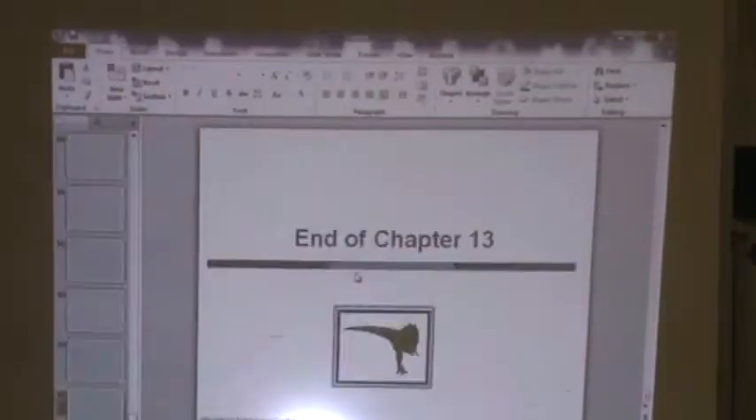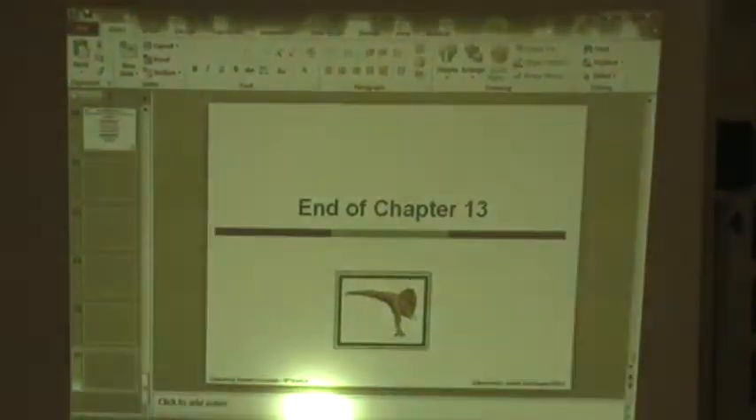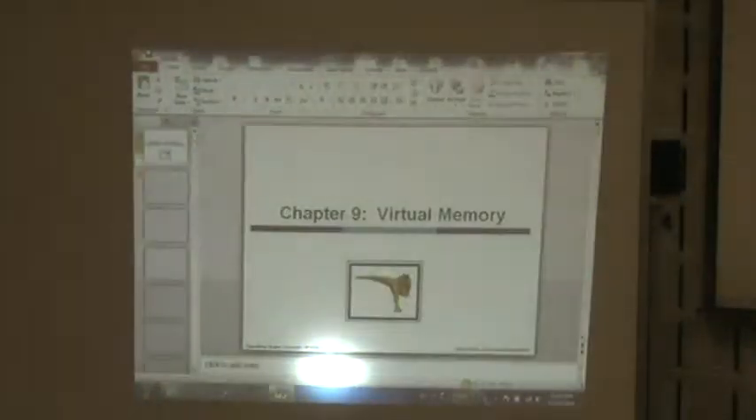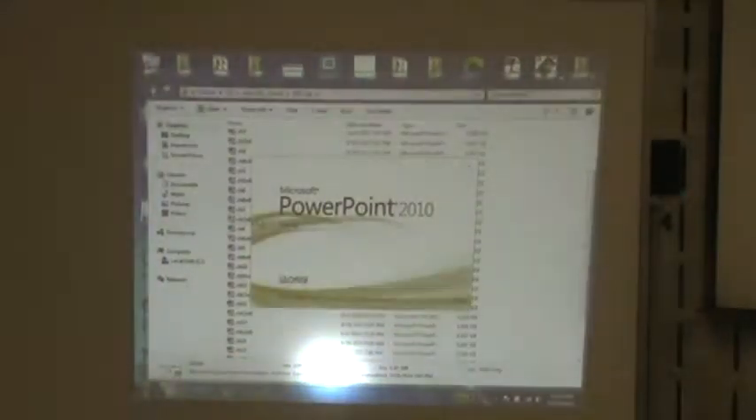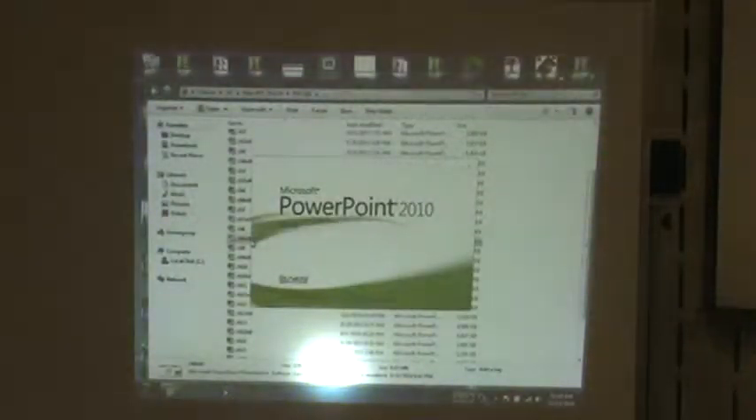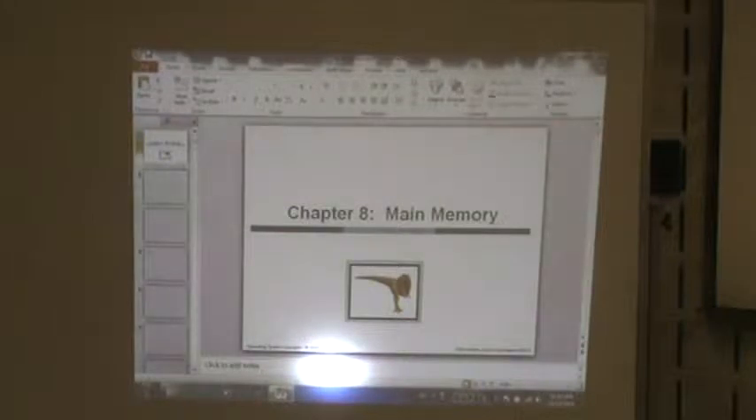So we will end the I/O management, then move to the main memory.